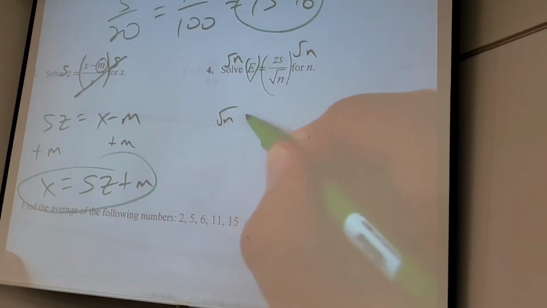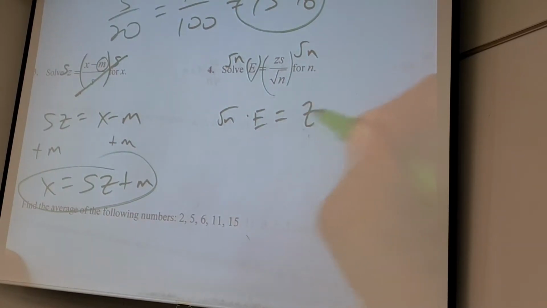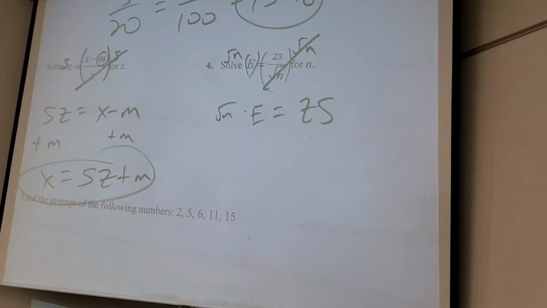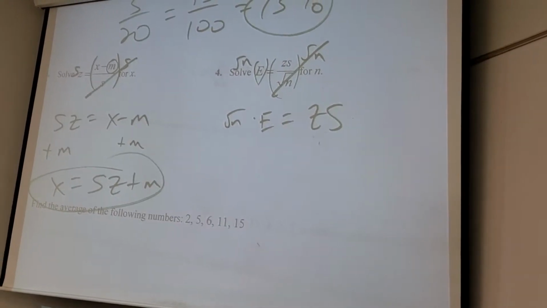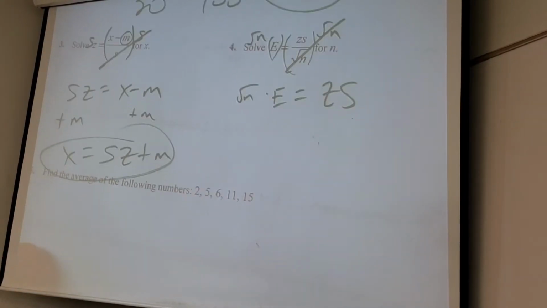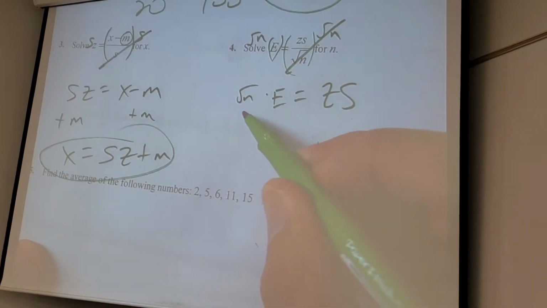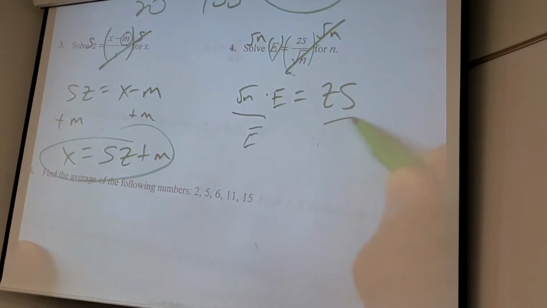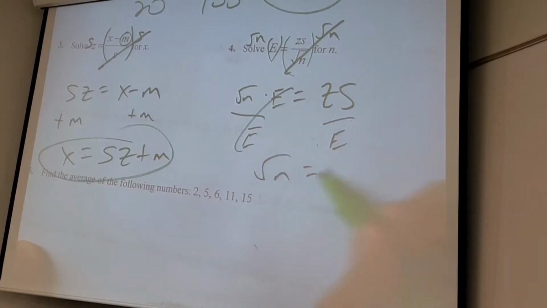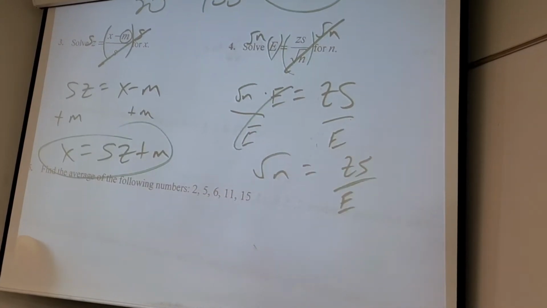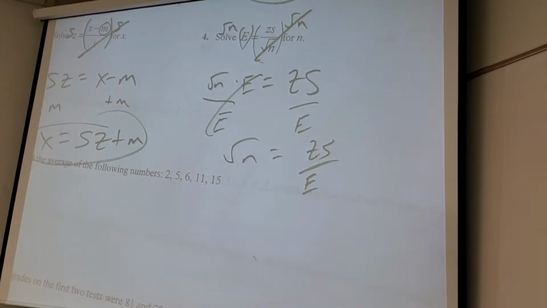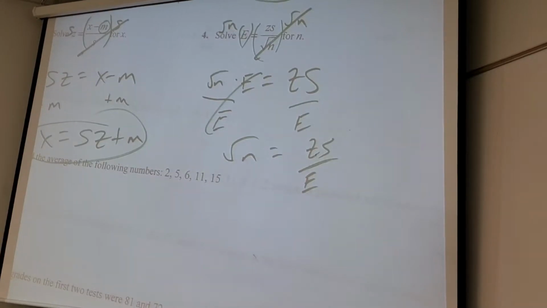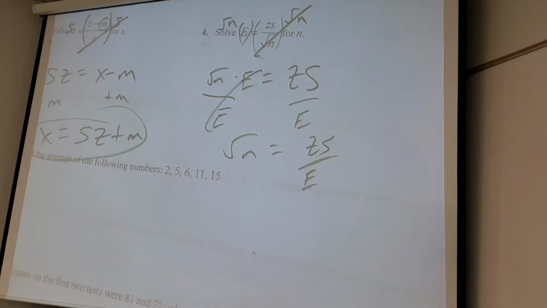So I get square root of n times e equals z s. Bam. All right. Is the n by itself yet? What do I need to get rid of? The e. And then the last thing I have to do is what? Say again? Get rid of the square root. Yes. And how do I do that? Square both sides. Kick ass.